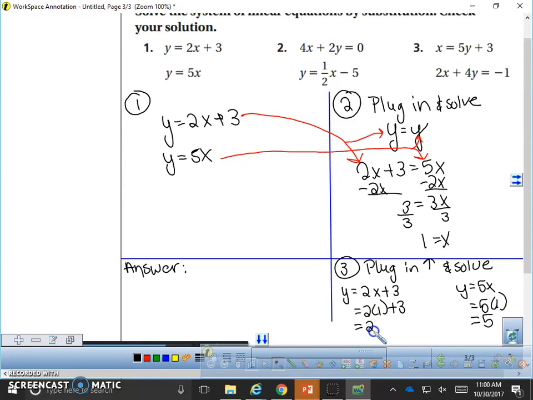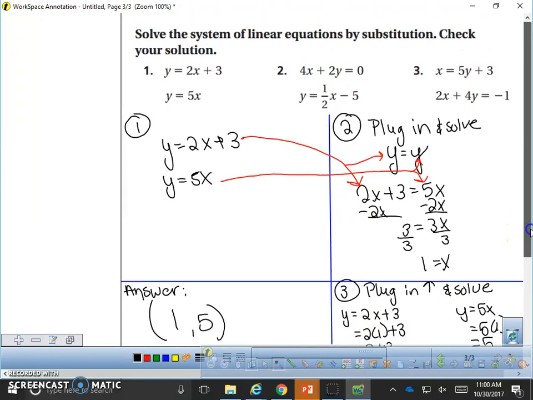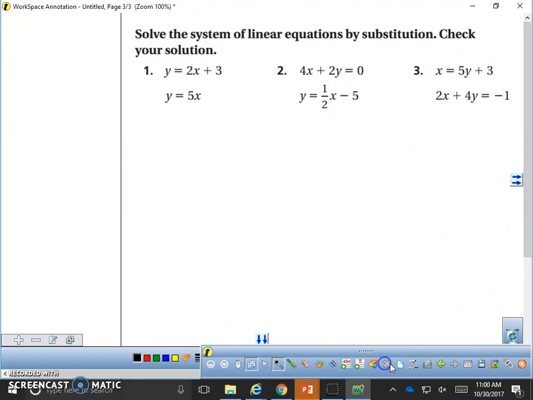2 times 1 is 2. 2 plus 3 is 5. Okay, last thing, the answer is 1, 5. Done. Okay. I'm going to go ahead and erase my board. And let's go on to example 2.